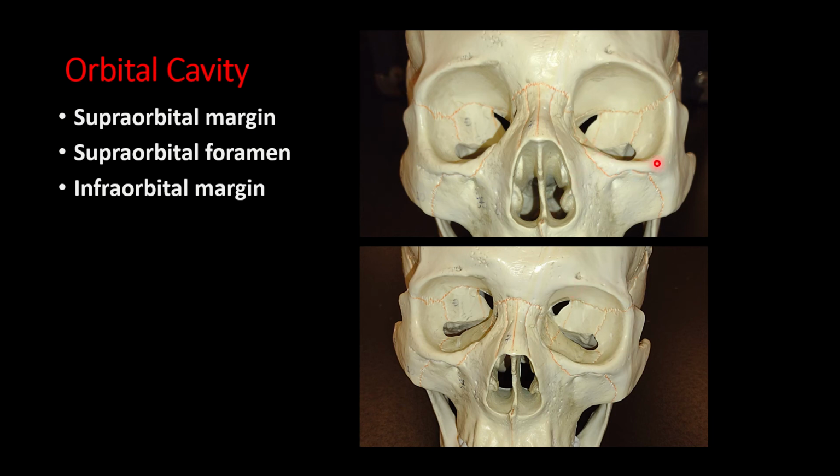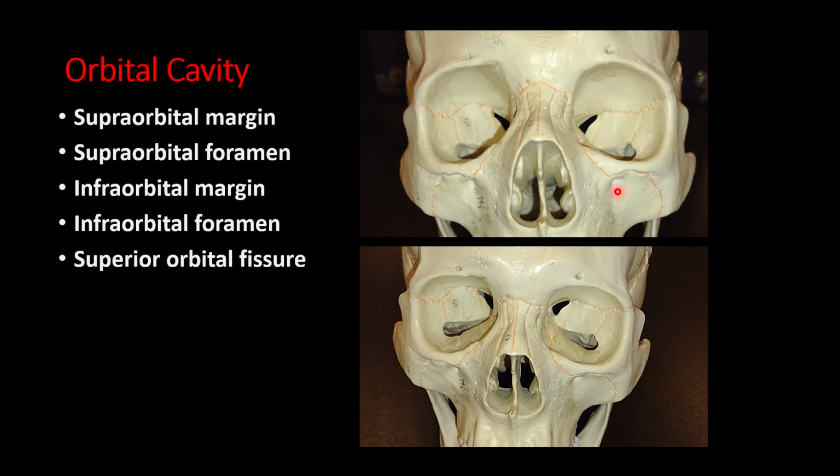Infraorbital margin you have here. Infraorbital margin. Or this one. And infraorbital foramen. So this one or this one, this one or this one. Superior orbital fissure. Some nerves pass through that. And inferior orbital fissure. This one.